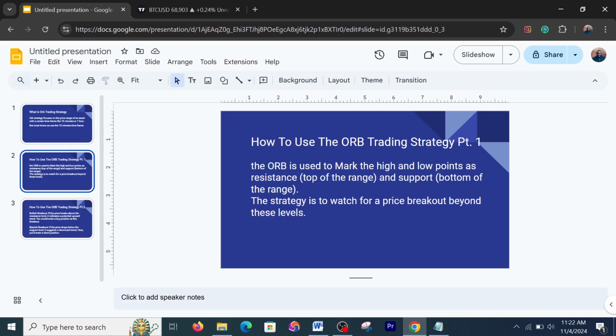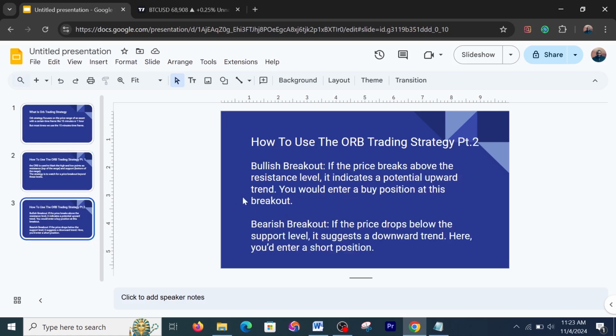The ORB is used to mark the high and low points as resistance, which is the top of the range, and support, the bottom of the range. I'll show you on the chart. The strategy is to watch for a breakout beyond this level. So for a bullish entry, it has to break above the top of the range, and for a bearish entry it has to break below the bottom of the range. So that's how it works. It's a fairly simple and straightforward strategy. Very simple. Then how do you use it?